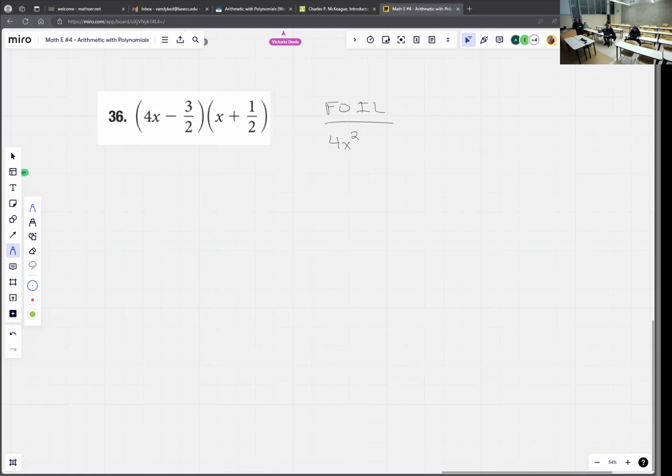Now, the outside edges of everything, 4x and a half, they're both positive, so it's gonna be positive. So 2x, right? Yeah, half of 4 is 2, so 2x. Now, the inside pair. Negative 3/2 and x. If you don't like fractions, you could always put 3/2 as 1.5. Or you could put 3/2 if you like that better.